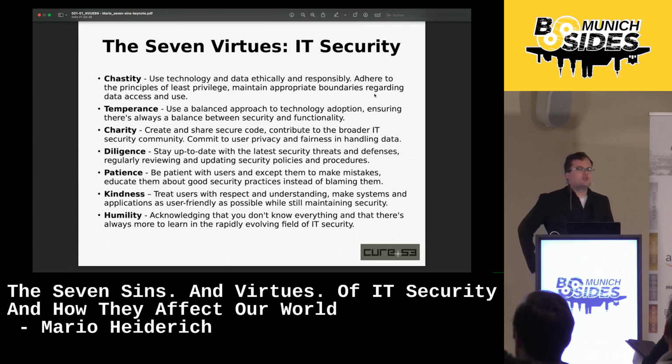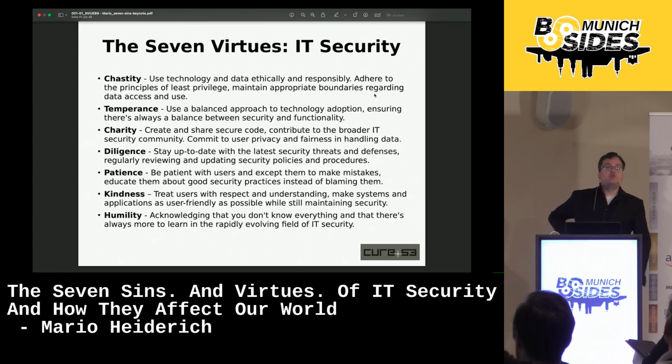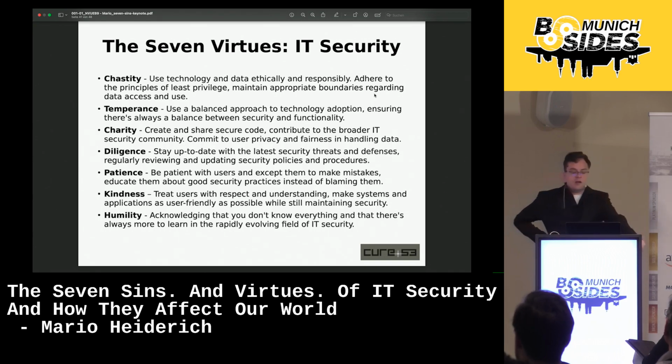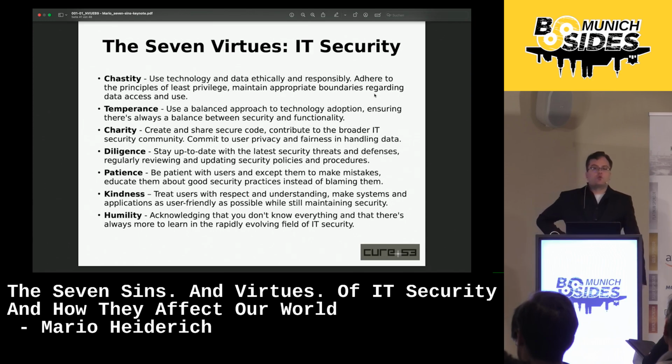We have the topic of diligence, of course, another virtue where we need to be staying up to date with the latest and the greatest in terms of security threats and security defenses, and need to understand what we need to do tomorrow because of the things that happen today. We need to regularly review our own best practices and our own systems and strategies to make sure that they can't be compromised even if something really new pops up. The more you follow the trends, the more you have a chance to actually be secure against very recent attacks. And that's a fine thing as well.